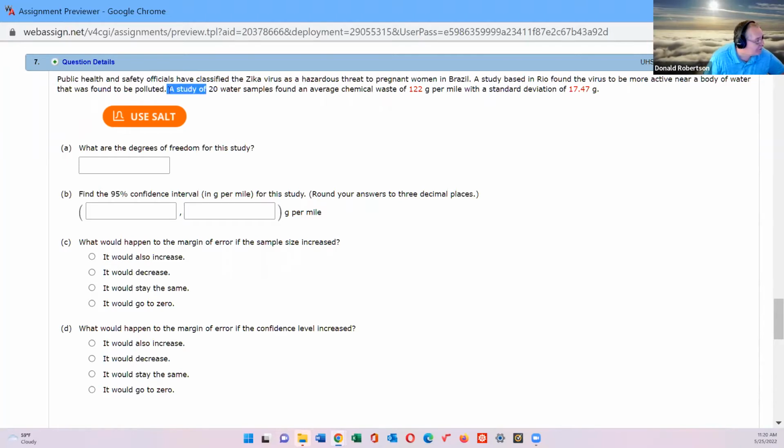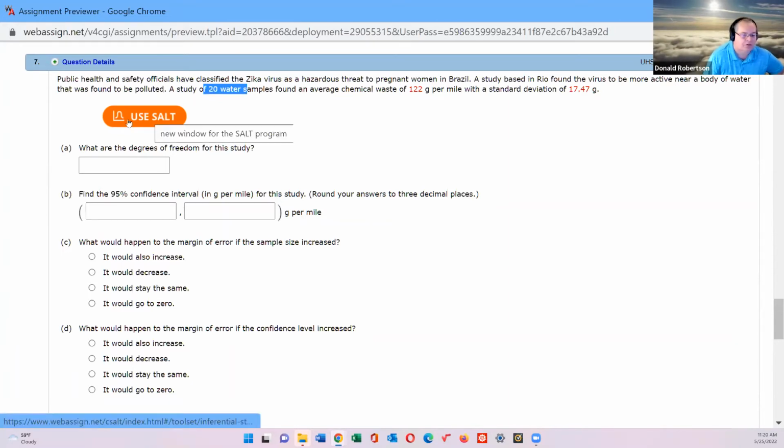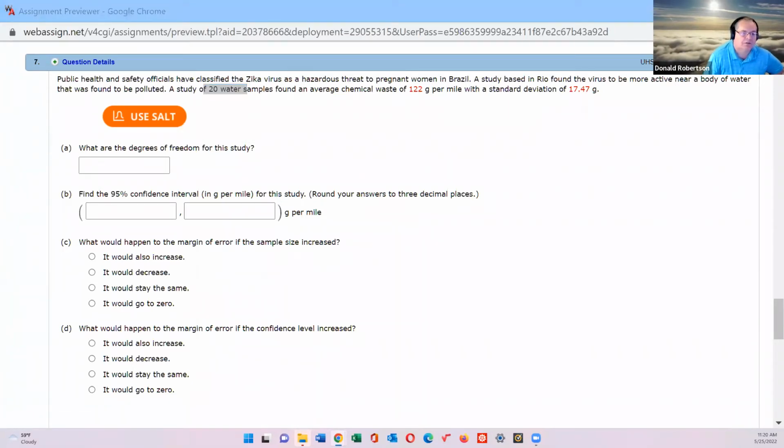So this story then goes on and studies 20 water samples and found the amount of chemical waste using this unit, right? And there is the standard deviation. So that's the mean, that's the standard deviation, and they said 20. Do you see the numbers we need are all here, right? Actually, let me pause a minute because I need these numbers, and when I put my screen up, it'll disappear. So 122 was the mean. Standard deviation was 17.47. And the sample size is 20. Okay, I got them all now.